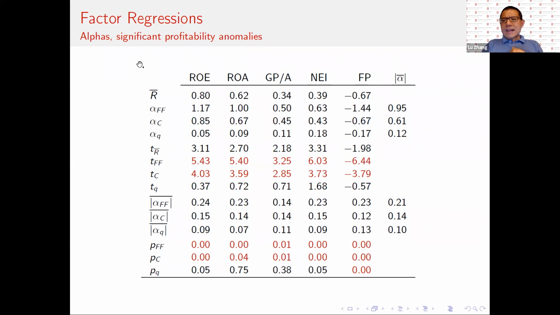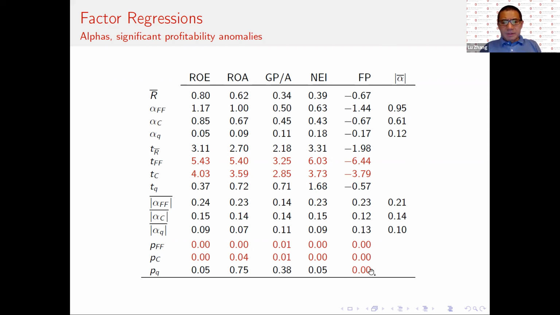The fourth category we looked at is profitability. In this case we only have five variables, and later on we expand this to a lot more variables in our Q5 paper, and the evidence is pretty similar. But for now, among these five significant profitability anomalies, our mean absolute alpha is only 12 basis points per month, and the Fama-French three-factor model has 95. None of our alphas are significant, but they're all significant in the earlier-generation factor models.